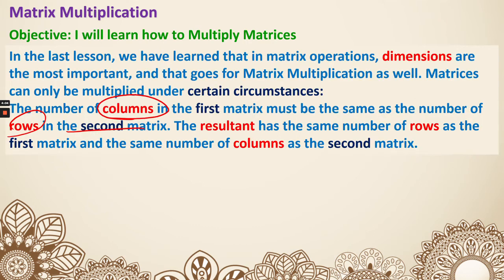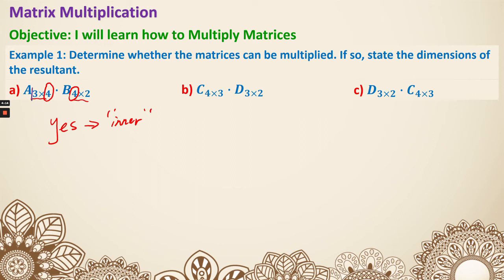Now let's go back to the previous slide again. The next thing it says is the resultant has the same number of rows as the first one and same number of columns as the second one. Rows of the first one is right here. Rows of the first one and columns of the second one is right here. That's going to be our new dimensions. So that's our new row dimension, and that's our column dimension. That means our new matrix is going to be a 3 by 2 matrix. And as you may notice, we are using the outer numbers. So the inner numbers decide if you can multiply the matrix or not, and if you can, the outer numbers will tell you the new dimension.